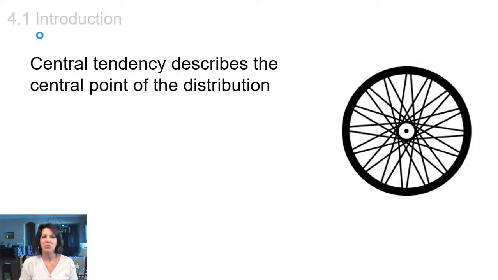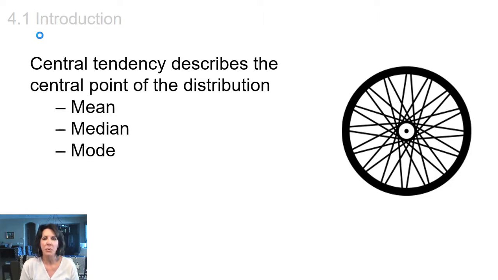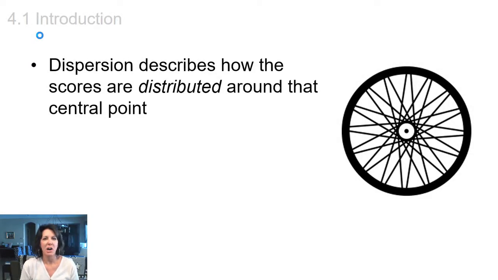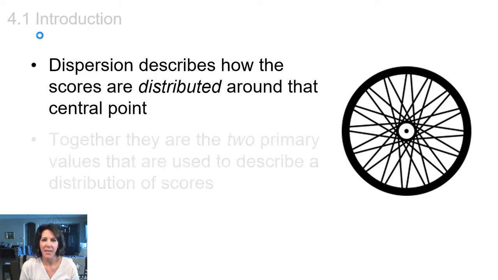So when we think about central tendency, it is the point that describes the central point of the distribution. If you take a look at this wheel on the right, the center part right there is where the center of the distribution is, let's say. And we use words like mean, median, and mode to describe the most typical score in a distribution, or where most of the scores tend to be, the most representative score.